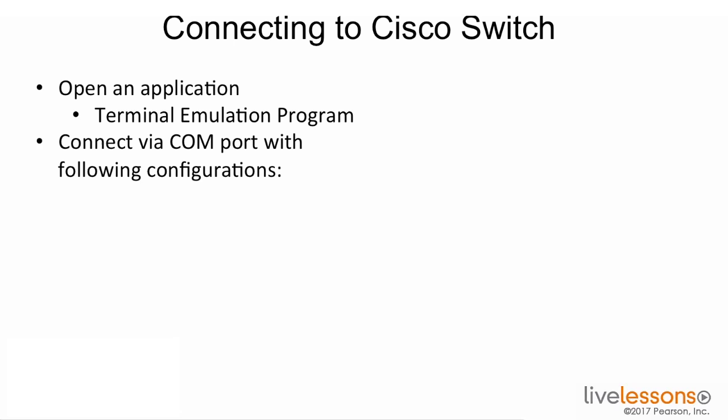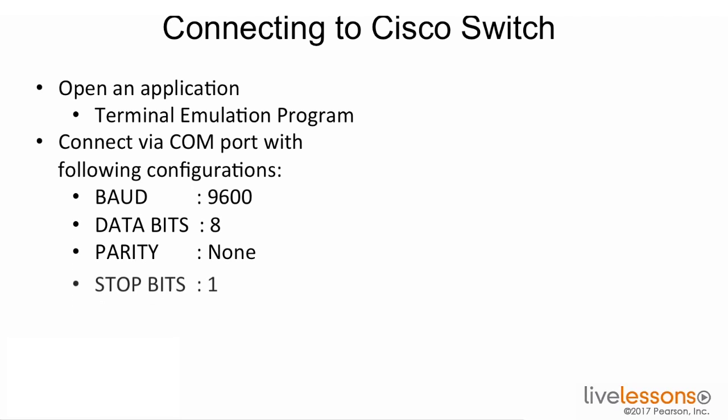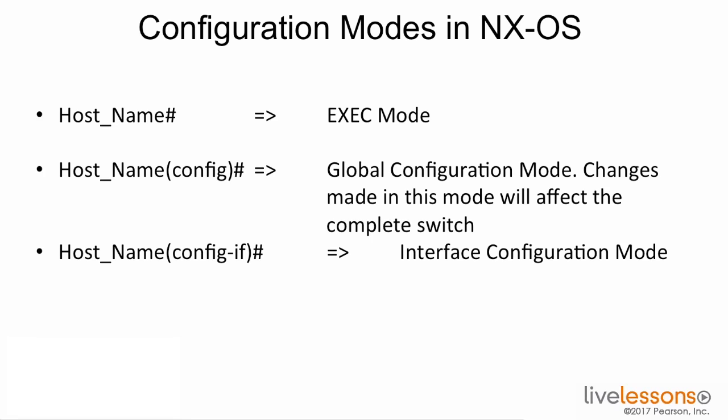If you're sitting right next to the switch, you might want to use the console port on the switch to configure it. If you would like to do that, you need to open up your terminal emulation program. You need to select your serial port and configure it to these following default Cisco settings: a baud rate of 9600, data bits of 8, no parity, and 1 stop bit, and flow control.